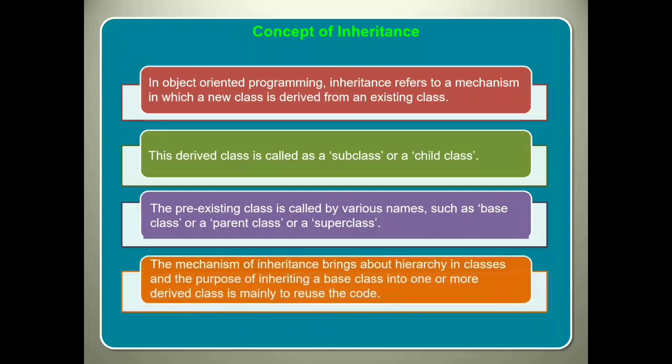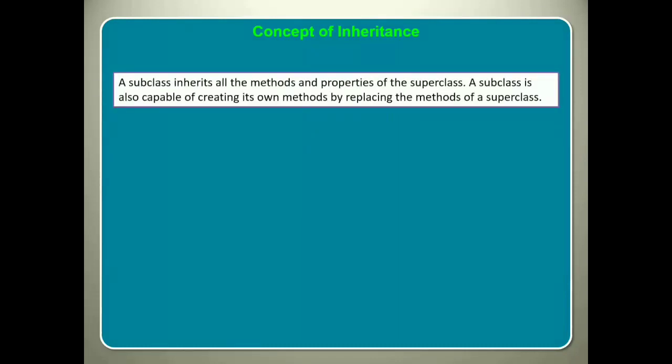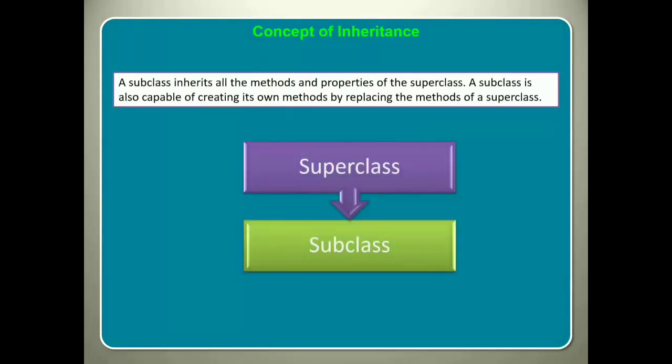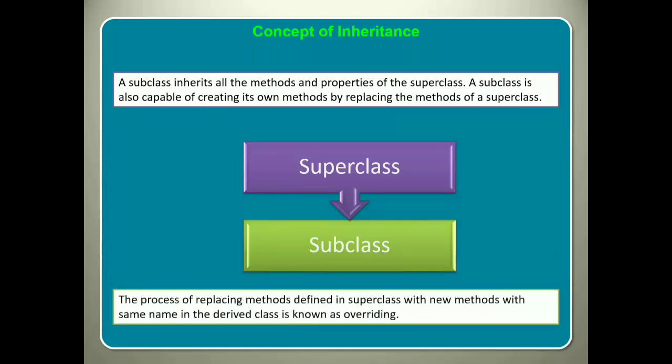The mechanism of inheritance brings about hierarchy in classes, and the purpose of inheriting a base class into one or more derived classes is mainly to reuse the code. It must be noted that a subclass inherits all the methods and properties of the superclass. A subclass is also capable of creating its own methods by replacing the methods of a superclass. The process of replacing methods defined in the superclass with new methods having the same name in the derived class is known as overriding.